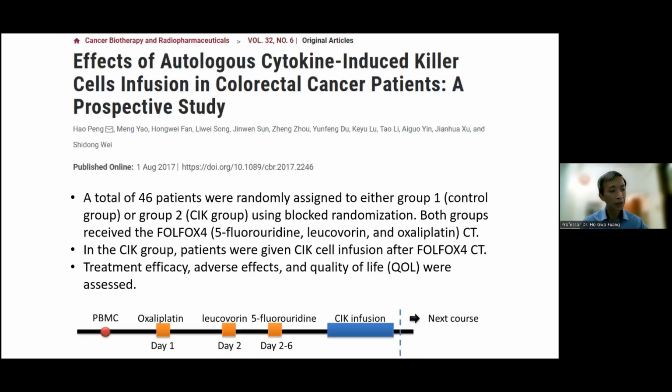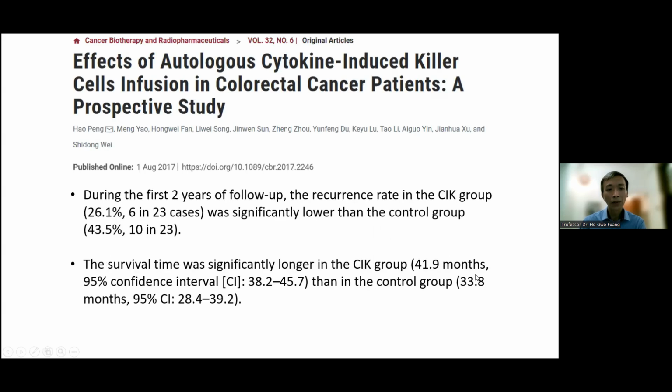What about colon cancer, which is traditionally not a very immune-responsive tumor? There is a small study on colon cancer. 46 patients were given FOLFOX with or without the cytokine-induced killer cells after the FOLFOX, after day 6. In the first 2 years, they found that in the cytokine-induced killer cell group, the recurrence rate was 26% versus 43% in the control group. Also, survival time was longer in the CIK group, 41.9 months, versus 33.8 months in the control group.